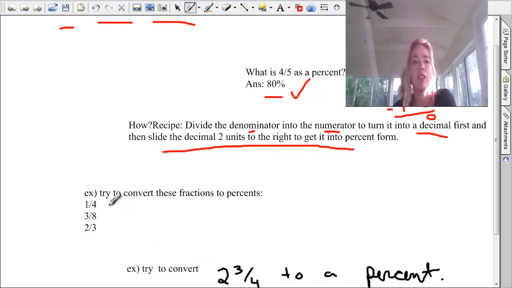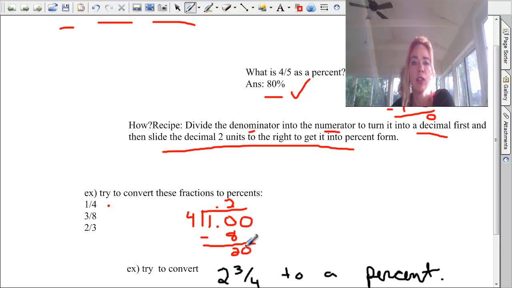Okay, so let's grab the first one. Let's take 4 into 1.0, and I know it feels awkward to take a bigger number into a smaller number, but we know how to do that. 4 doesn't go into 1, but it does go into 10 twice. 2 times 4 makes 8. Draw the line and subtract. Bring down a trailing 0.